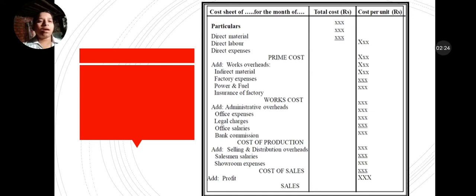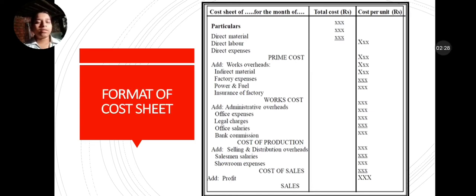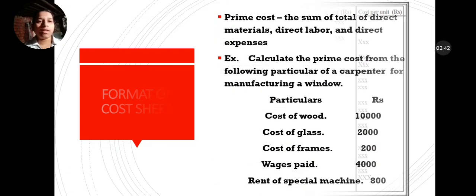Next, this is the format of the cost sheet. In this format, prime cost, work cost, cost of production, cost of sales and sales are there, and there is total cost also, and cost per unit also. So let's see in detail.